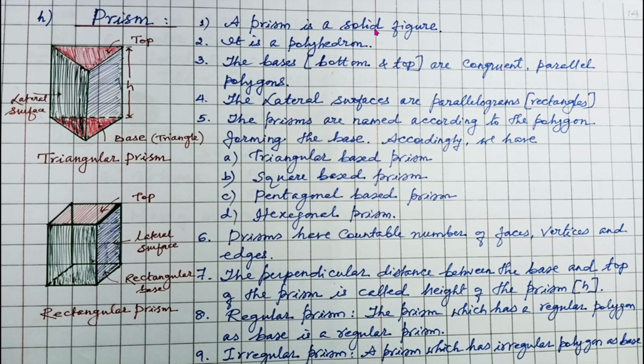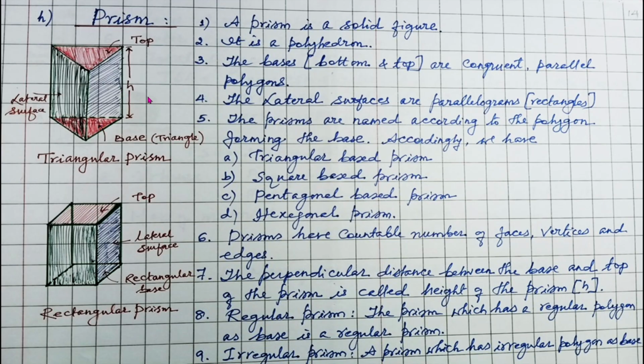A prism is a solid figure. This is a figure of a prism. It is a polyhedron. The bases are congruent. We have got base 1, base 2, which are congruent, and also they are parallel. They are parallel polygons. Remember, the bases of a prism are polygons. They are congruent as well as parallel.